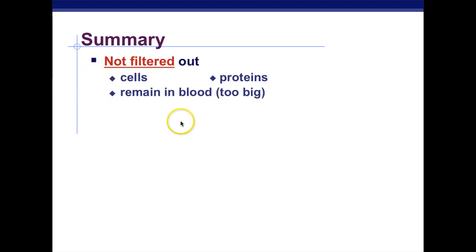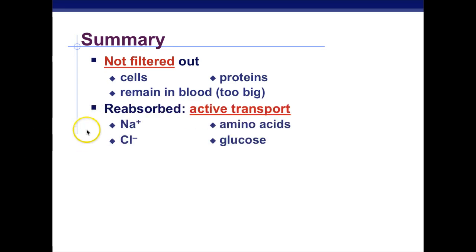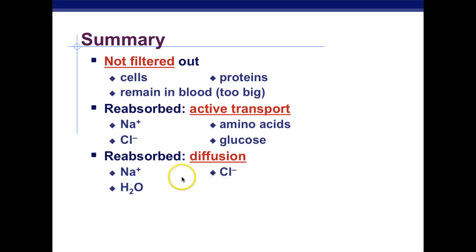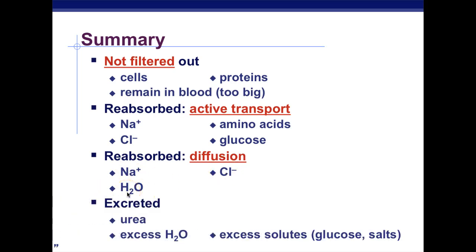So the summary: what's not filtered out of the blood are the cells and the proteins. They remain in the blood because they're far too big. What is reabsorbed by active transport are going to be things like sodium and chloride, amino acids and glucose. And what's reabsorbed into the blood by diffusion, again, there are going to be some sodium and chlorine, but mostly water. And then what's excreted, what's going to stay in the filtrate and leave the body, are going to be the nitrogenous waste, urea, excess water, excess solutes, so extra glucose, extra salts, and toxins.